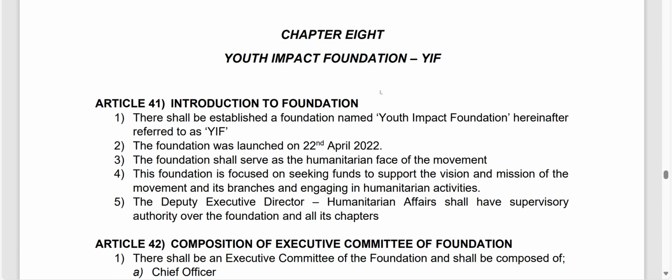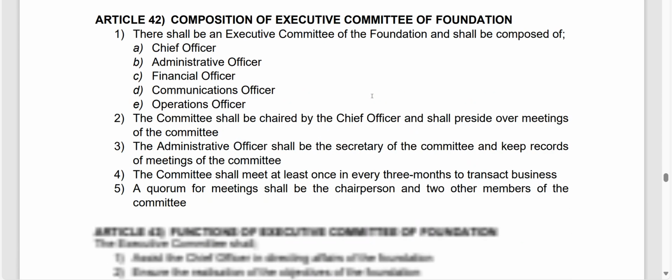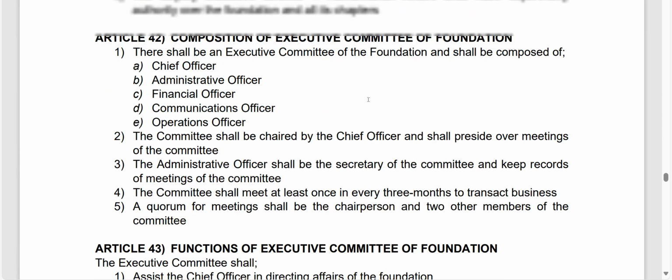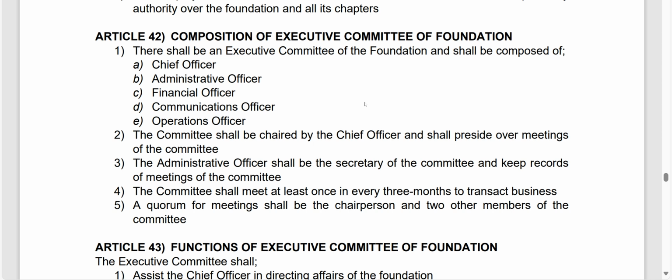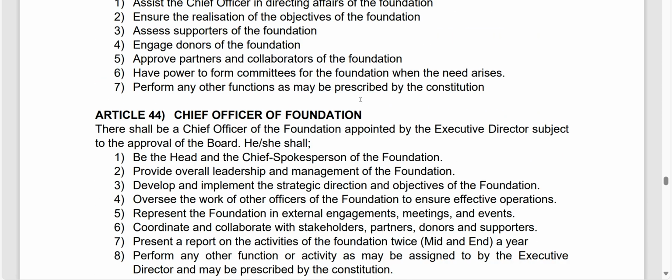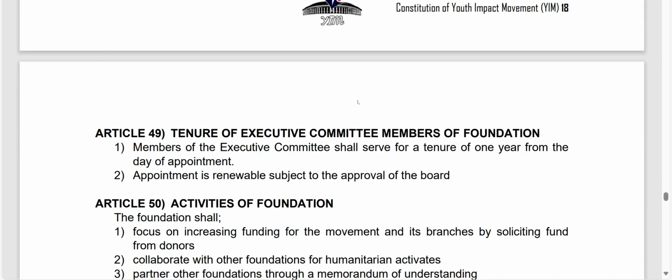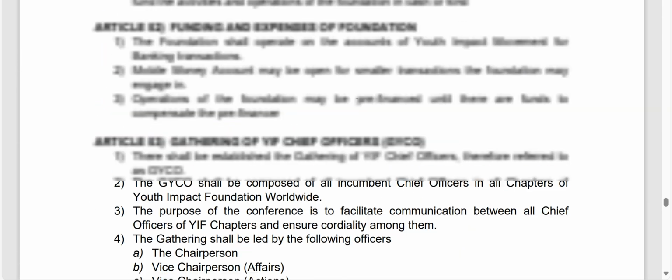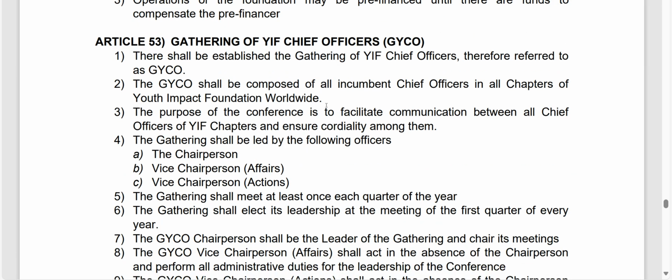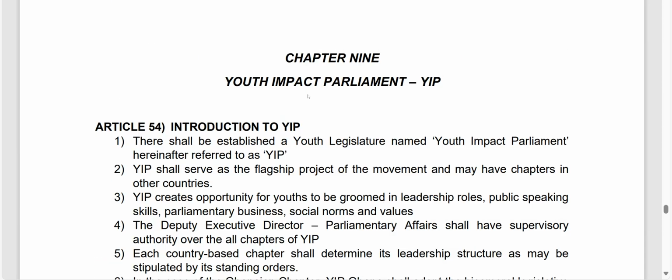So Youth Impact Foundation is captured in chapter 8 of our constitution, and the foundation has officers: chief officer, administrative officer, financial officer, communications officer, and operations officer. Youth Impact Foundation can also be in other countries, but as of now we only have one chapter, which is the Ghana chapter. Later on we'll establish more. Their provisions are here. Their gathering is where there are more than 2 chapters; they all form this gathering.